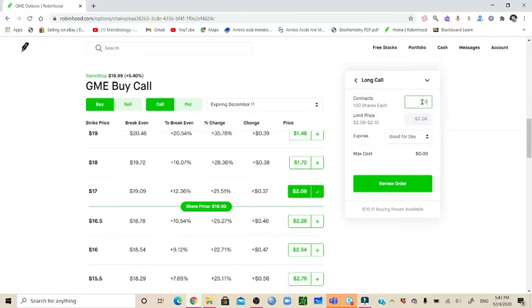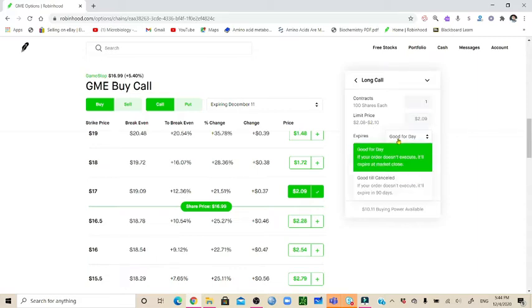So let's say you want to buy one contract, and it shows you the limit price. So there's a price range between $2.08 and $2.10. The $2.08 is the bid price, and the $2.10 is the ask price. The bid price is the maximum price a buyer is willing to pay to buy these options from you, and the ask price is the minimum a seller is willing to sell you this option. So once you press good for the day, if the order isn't filled by the end of the day, which is 4 o'clock, the order will automatically be canceled. And for good till canceled, you have 90 days for this option to get filled. If not, it will get canceled.